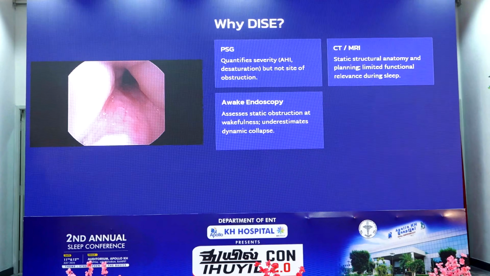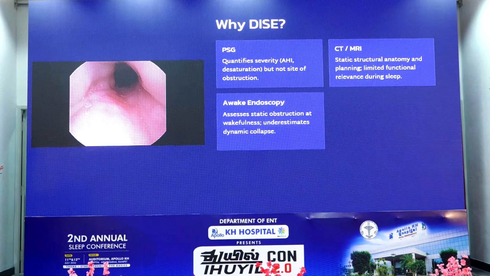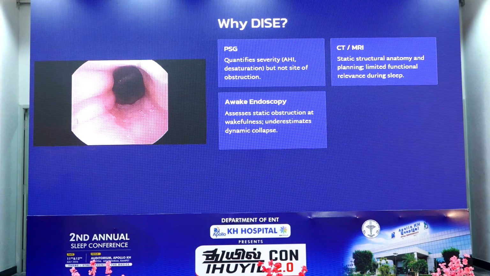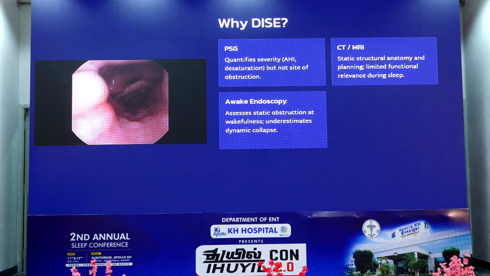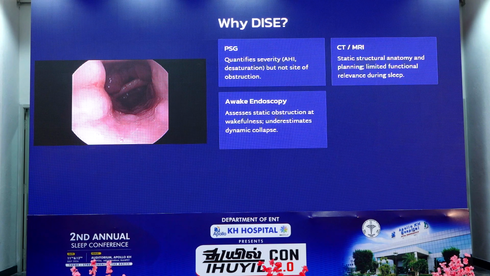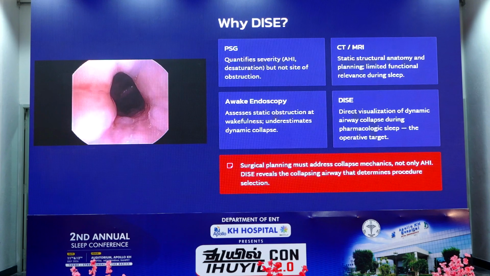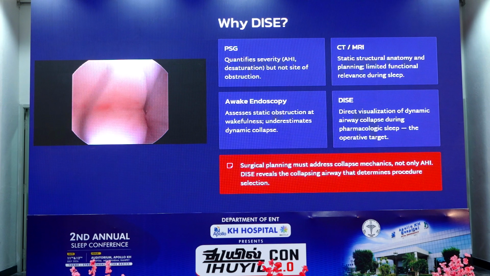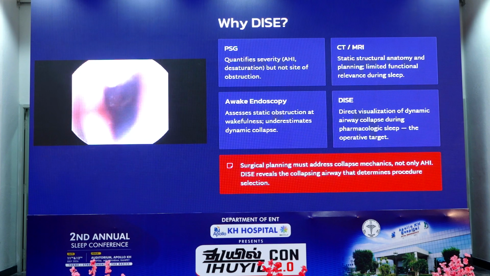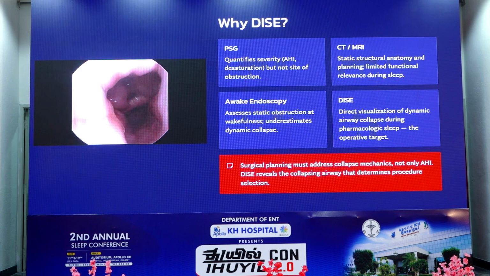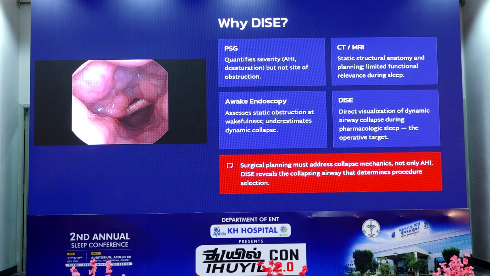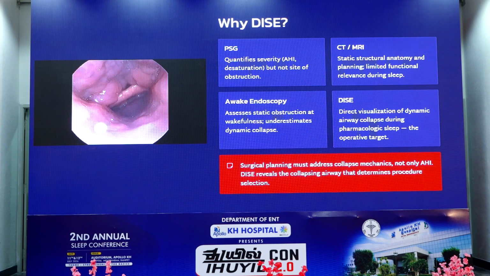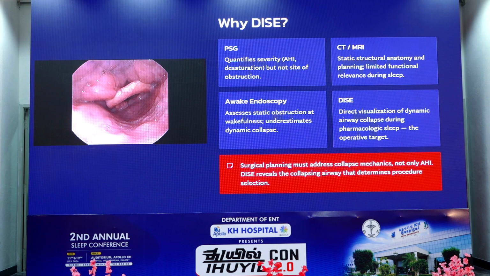Awake endoscopy is mandatory when you are planning any kind of surgery or treatment. It should include a diagnostic nasal endoscopy and a flexible nasopharyngoscopy to assess the airway. But DISE is the ultimate, in my terms, because it gives you a direct visualization of the dynamic airway. We all know that OSA is a dynamic pathology where the collapse happens at night during sleep. So in DISE we do a nasal endoscopy when the patient is asleep, and this will show the dynamic airway collapse happening.